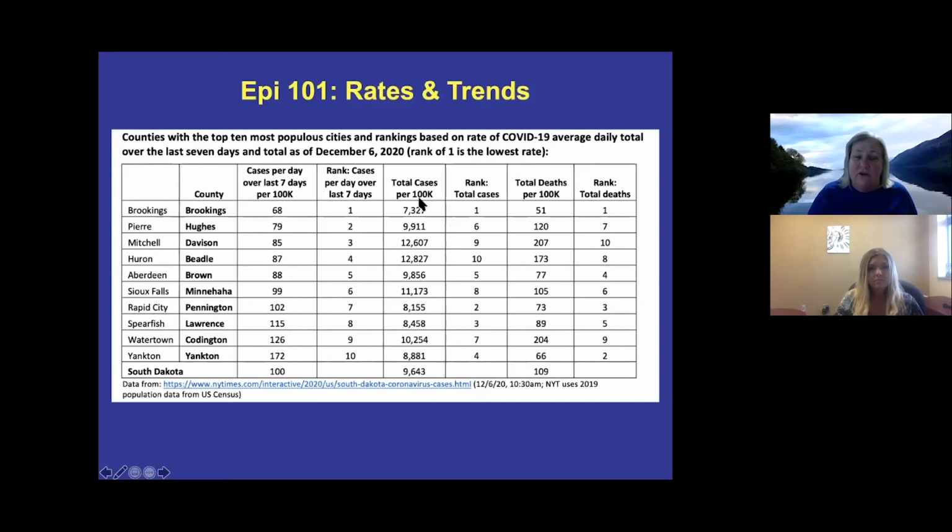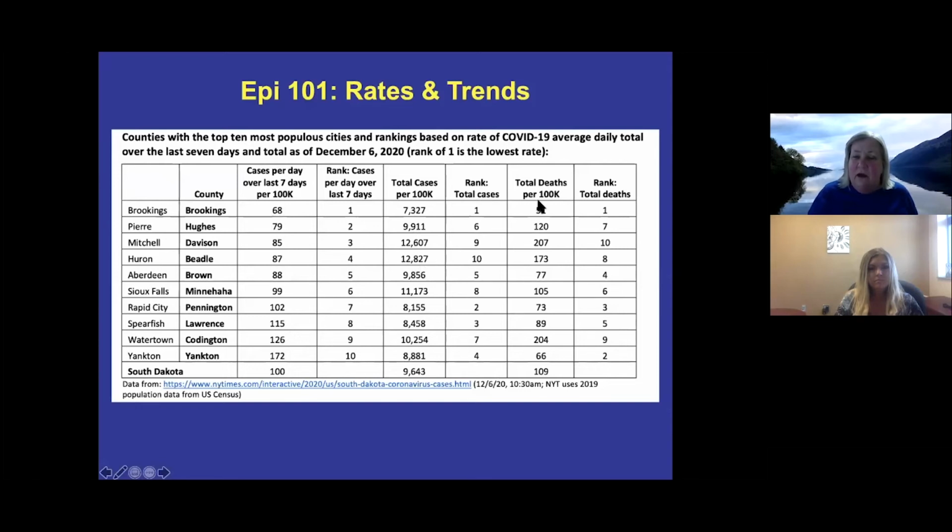If you look at total cases, this is from the beginning of the pandemic. We are also the lowest. We have 7,000 per 100,000. The highest being Beetle County, that has close to 13,000.